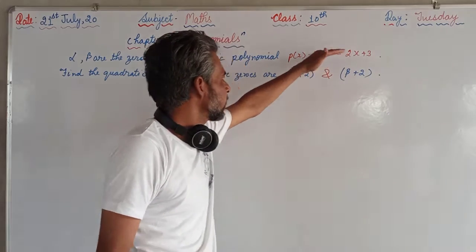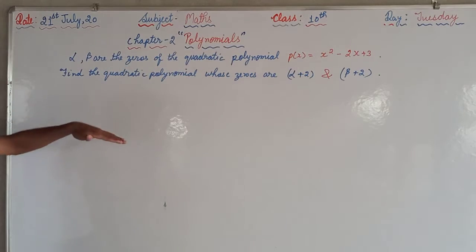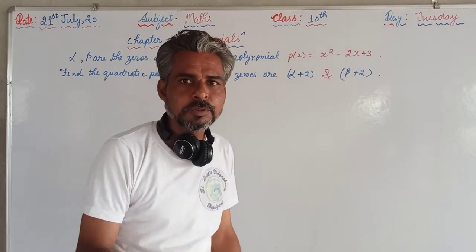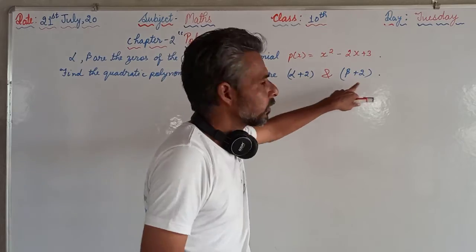Now this polynomial is given, the zeros are alpha and beta. Now using that, we are supposed to find one more quadratic polynomial whose roots are alpha plus 2 and beta plus 2.